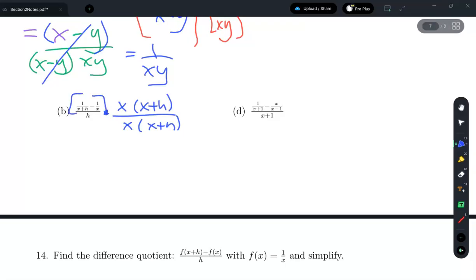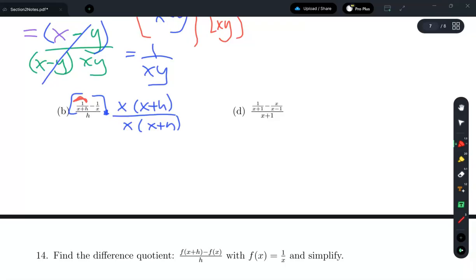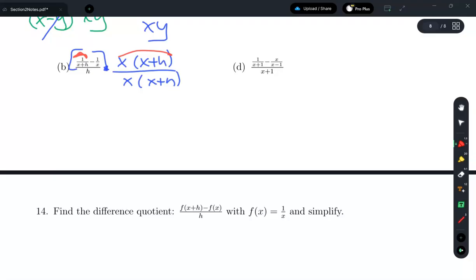I'm going to put parentheses, and I'm going to say, okay, what happens when I multiply this term times this? I want you to cancel as you go. So 1 over x plus h times this. You can see the x plus h's cancel, so you get x.